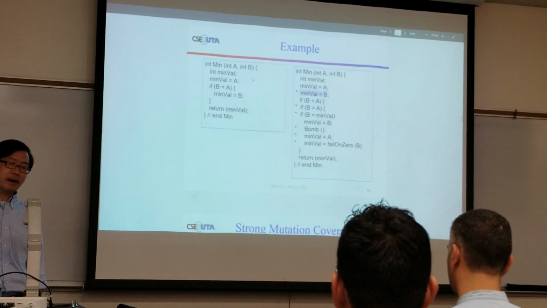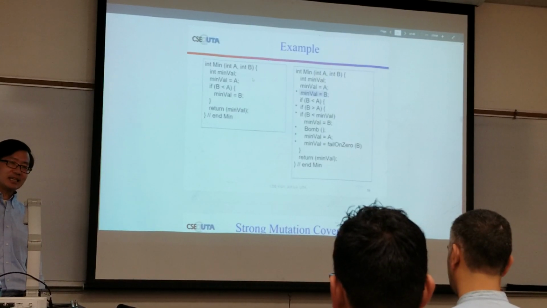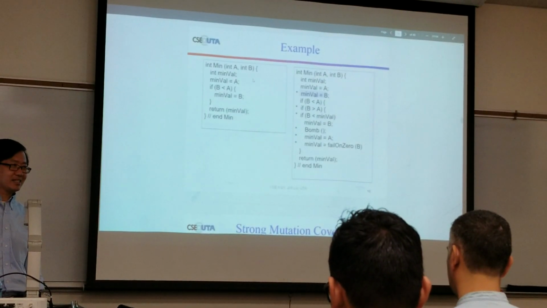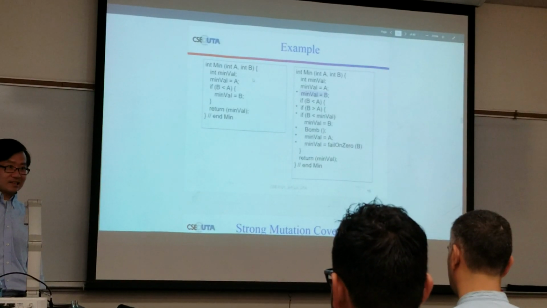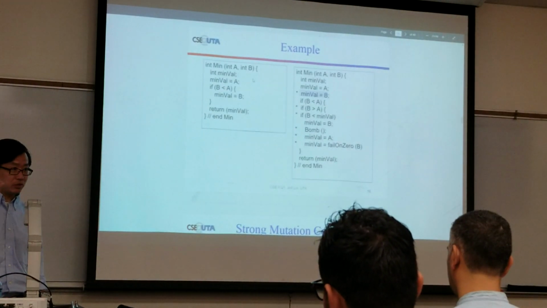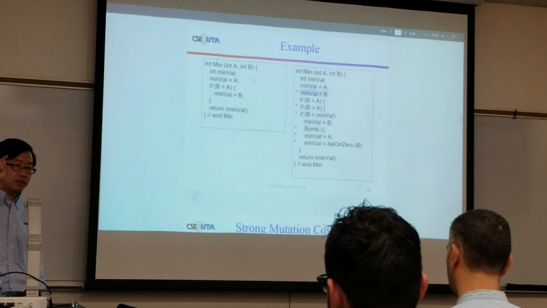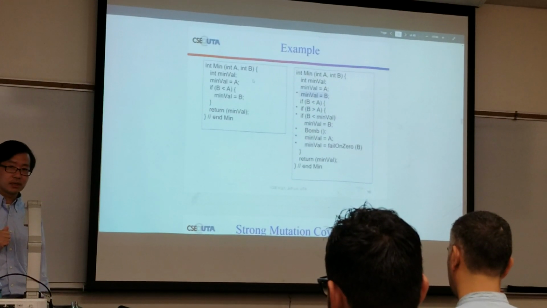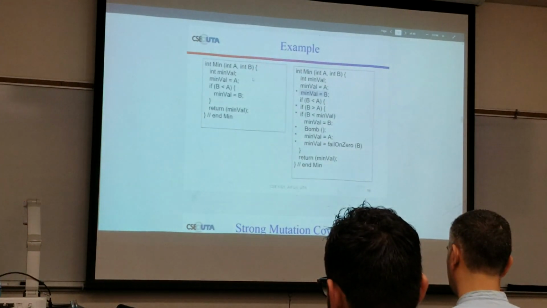So from a certain perspective, when we say a test case kills a mutant, it's basically a test case that you can use to tell which one is the mutant and which one is the original. And that means they can have different outputs. So that's the basic idea.